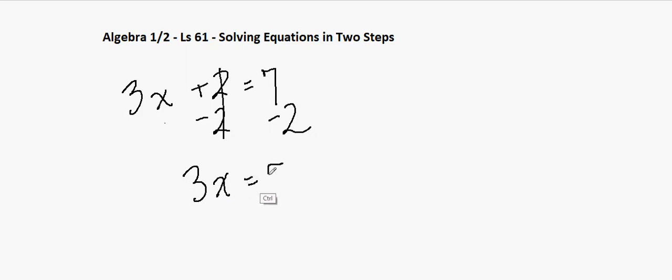7 minus 2 is 5. Now, I can do what I normally do. This is a one-step problem I'm familiar with: I divide by 3, and x is 5/3. Okay, kind of makes sense. Let's try it again.